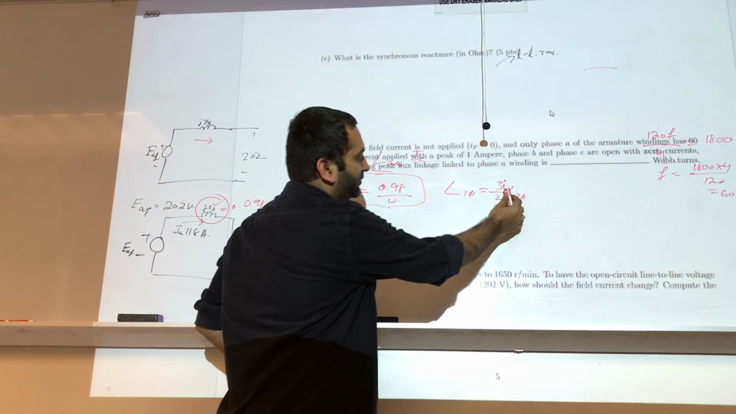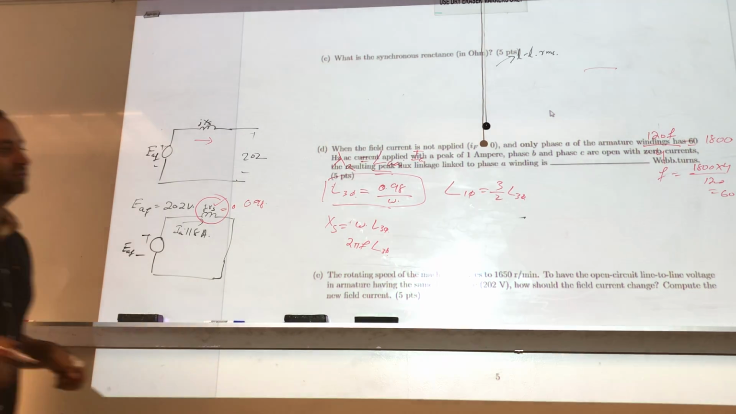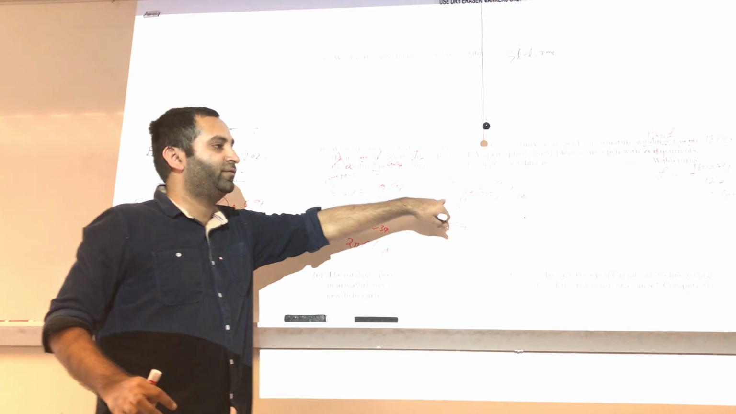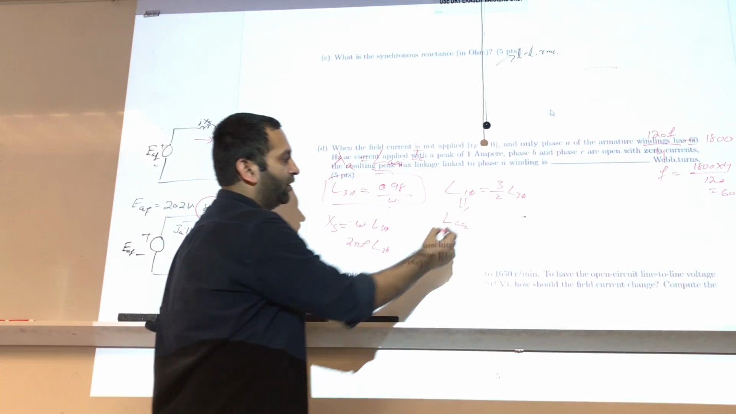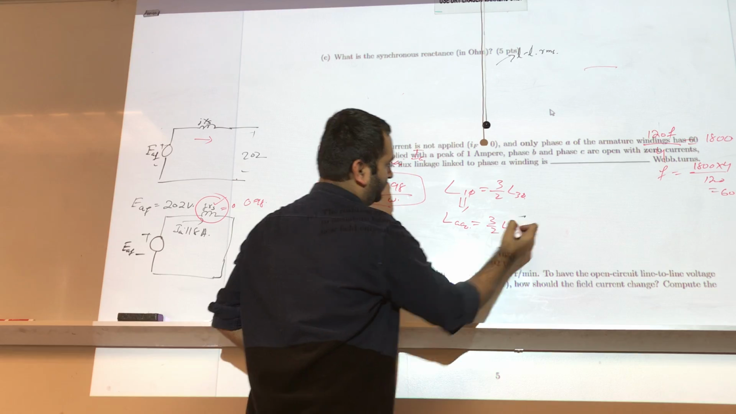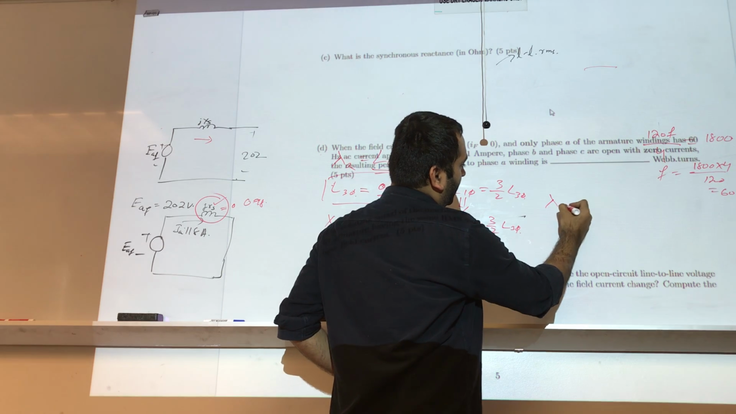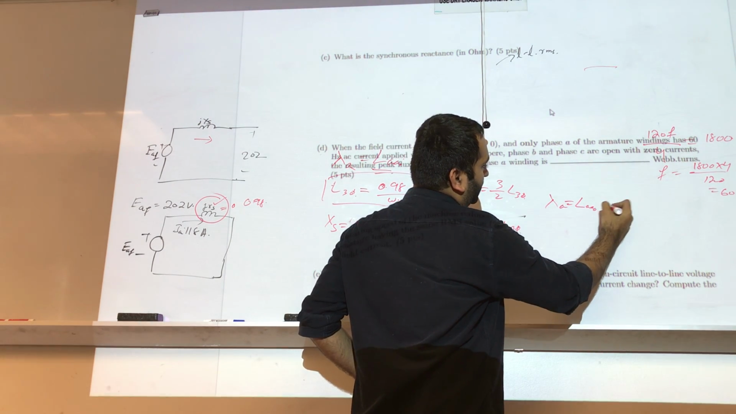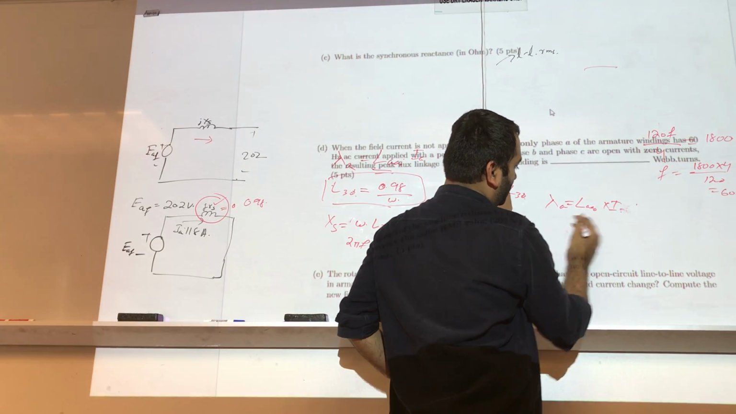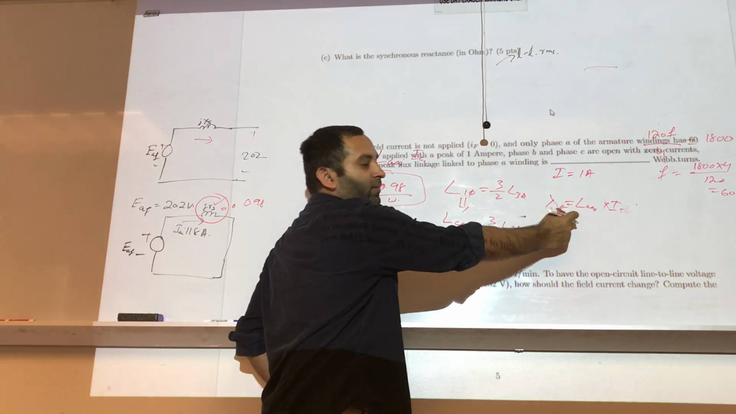Then we know that the L single phase is 1.5 times L3 phase. So this is nothing but you can say L_AA0, because it's just for phase A. So now you found L_AA0. Then you can directly find lambda A equals L_AA0 times I. I is given as 1 ampere, and you found L_AA0 from here. So you can find lambda A.